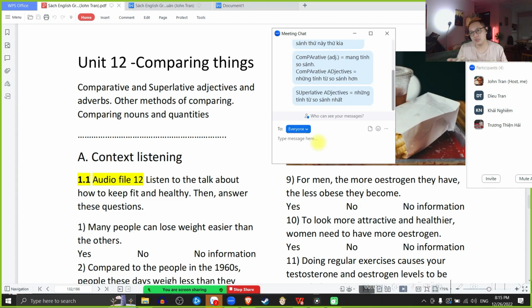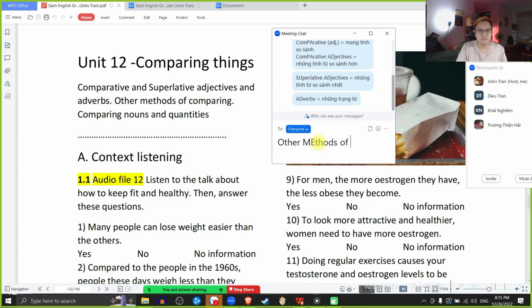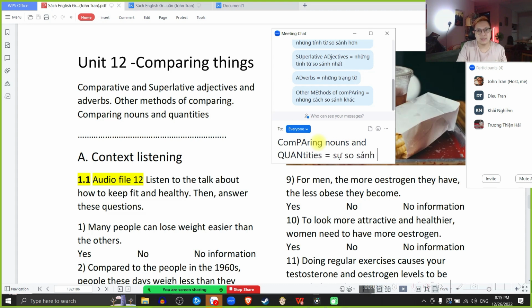Comparative adjective, superlative adjectives, and we have adverbs. Cái thứ ba chúng ta sẽ nói đến là adverbs, là những cái trạng từ. So other methods of comparing, có những cái methods nào của chuyện so sánh. Other methods of comparing, những cách so sánh khác. And we have comparing nouns and quantities. Sự so sánh những danh từ và những đại lượng số lượng.